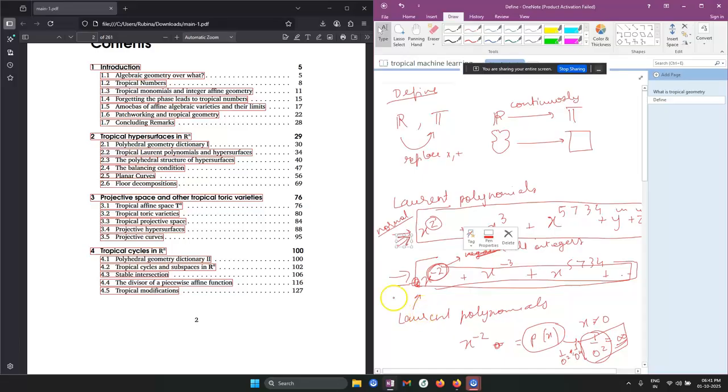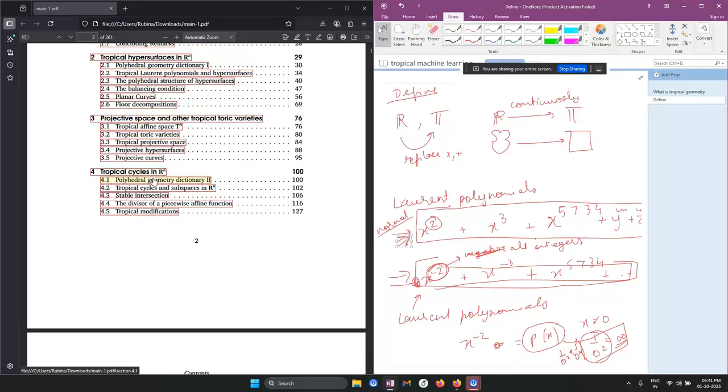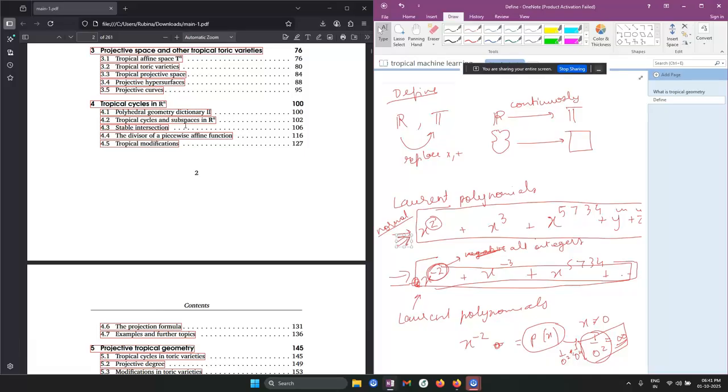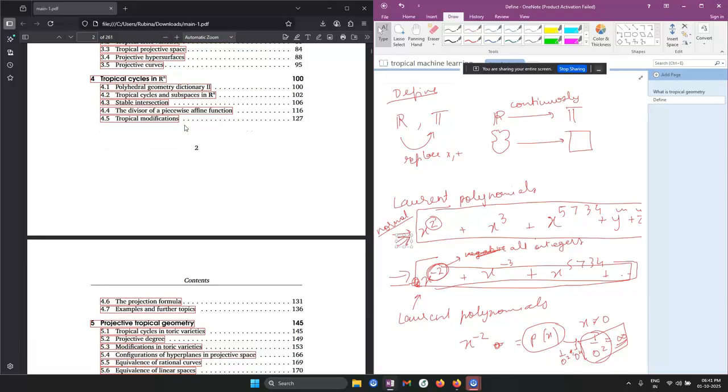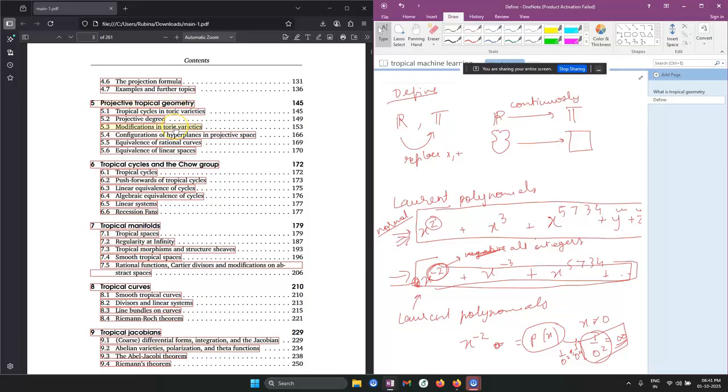And this is why one of the applications over here is with Laurent polynomials. Next. Okay, so projective space is a whole topic of its own. We may not need to go into all that. Let's see what else is there. Projective tropical geometry we won't need.